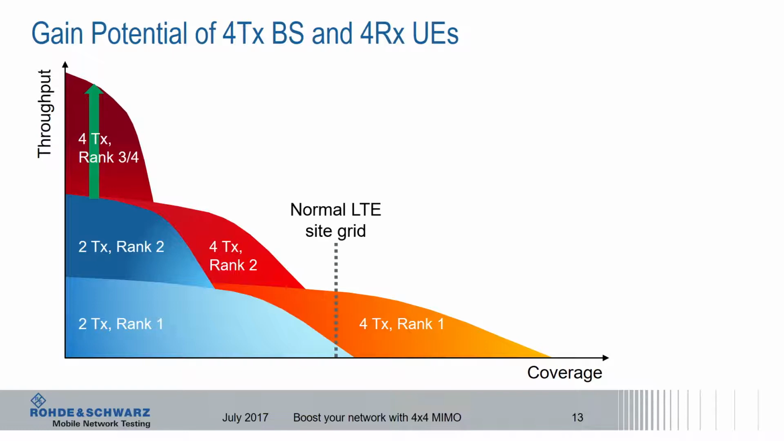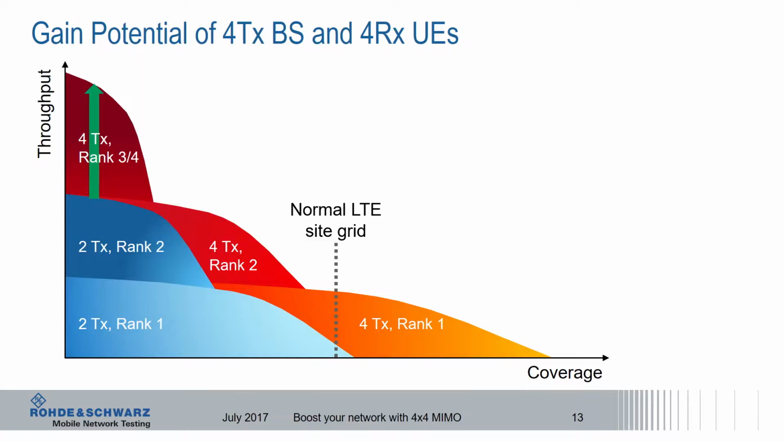But what is more important is what's happening at the cell edge. LTE networks are normally planned for a stable data connection for 2 transmit rank 1. So the dotted line here shows the typical border of a typical LTE site grid. Exactly here we see a big improvement. So roughly 3 dB we can gain here at the cell edge, and this really helps a lot in data throughput at the cell edge. Of course, we also have the gain in the middle here with 4 transmits rank 2.